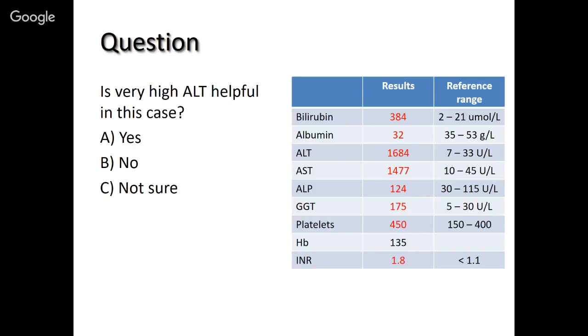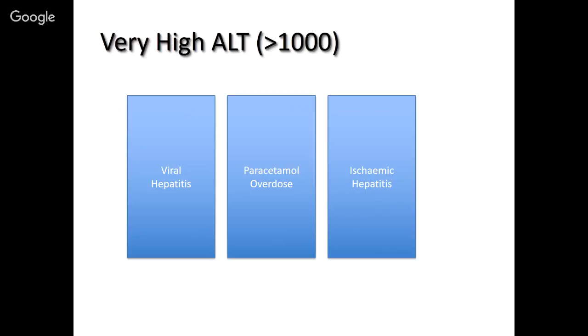Do you remember that rule of thumb? If you've got a very, very high ALT, you're thinking of certain things in particular. So if you have a very high ALT, you're thinking perhaps viral hepatitis, paracetamol overdose, or ischemic hepatitis. So now, hopefully what you're seeing is that we're getting closer to the diagnosis in this lady, aren't we?